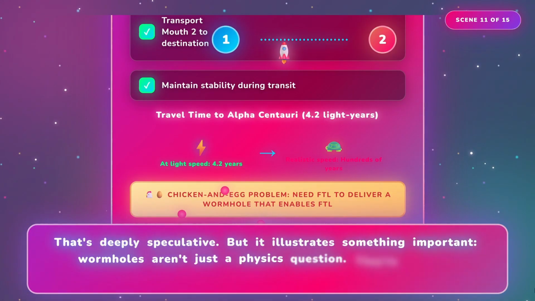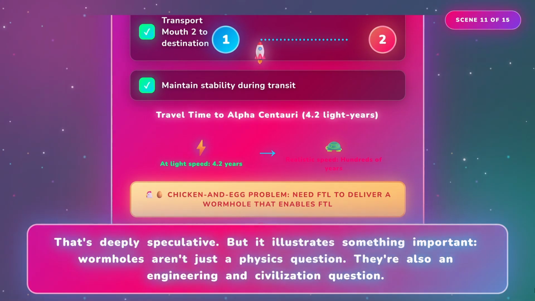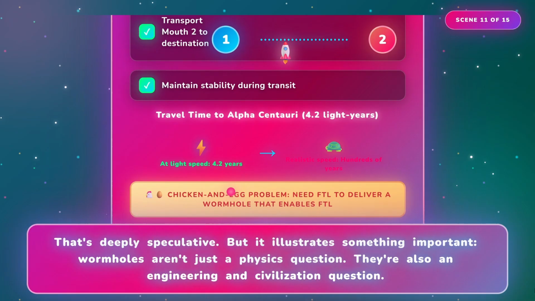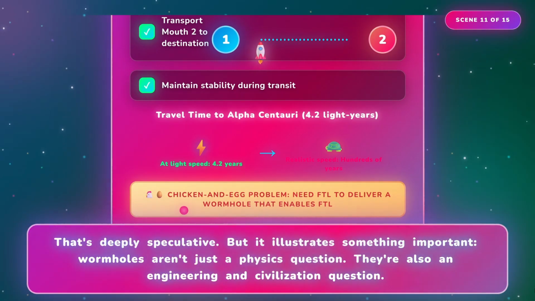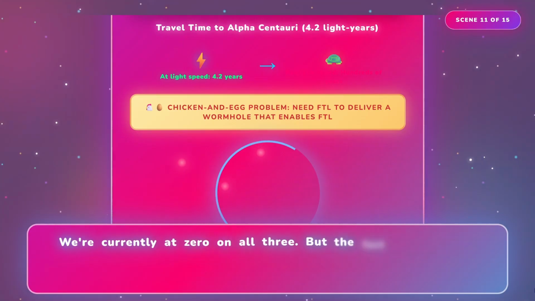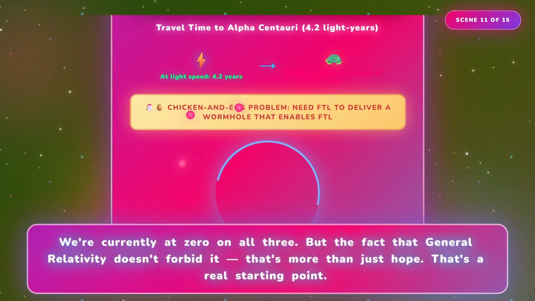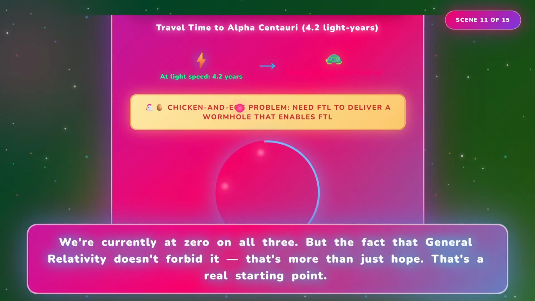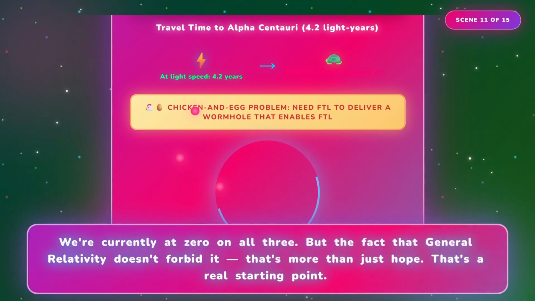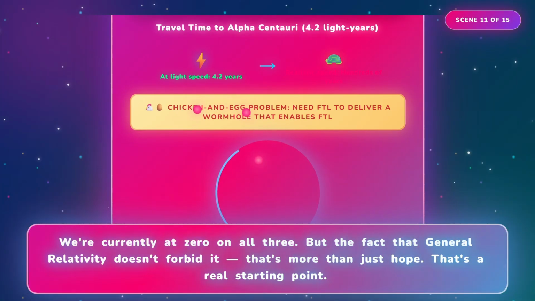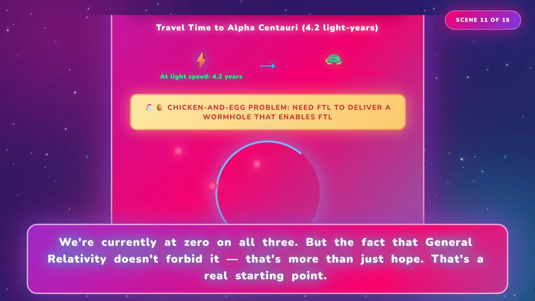That's deeply speculative, but it illustrates something important. Wormholes aren't just a physics question. They're also an engineering and civilization question. We're currently at zero on all three. But the fact that general relativity doesn't forbid it, that's more than just hope. That's a real starting point.